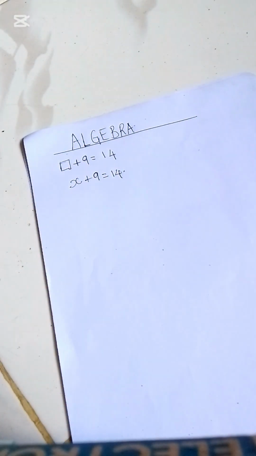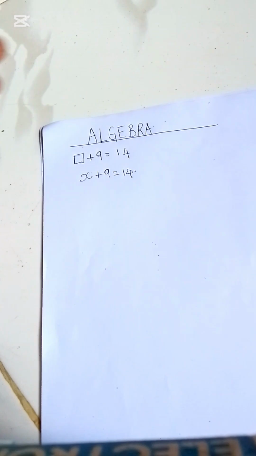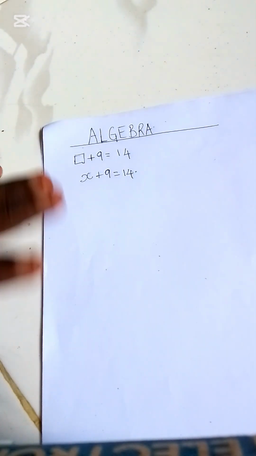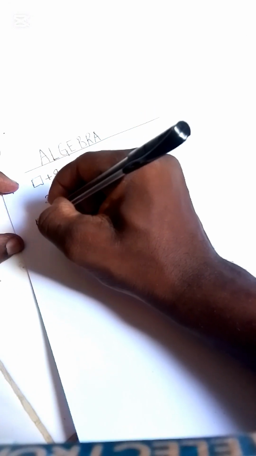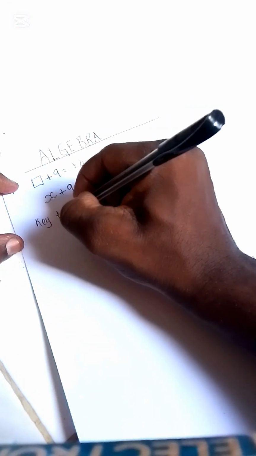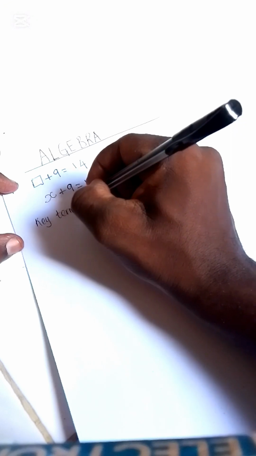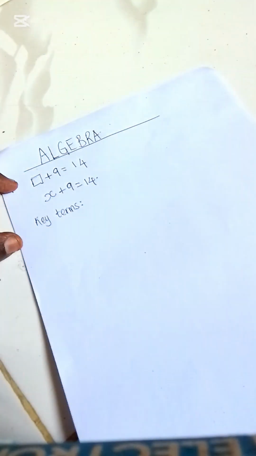We just deal with unknowns, and it's a very important branch of mathematics, which is applied in every other field. It's applied in engineering, in science, and everything. So stay focused, we are going to hit it. Before we go deep, let's see some key terms in algebra, some key terminologies.